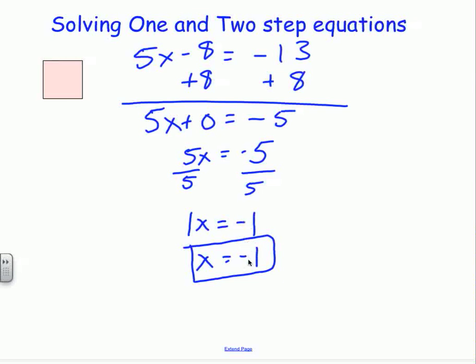Now, is that correct? That seems like a strange number based on our original equation. Well, if we take x, we put it into the original equation, 5 times negative 1 is negative 5. Negative 5 minus 8 is negative 13. It's exactly what we had to start up here, so we know that we did that process correctly.